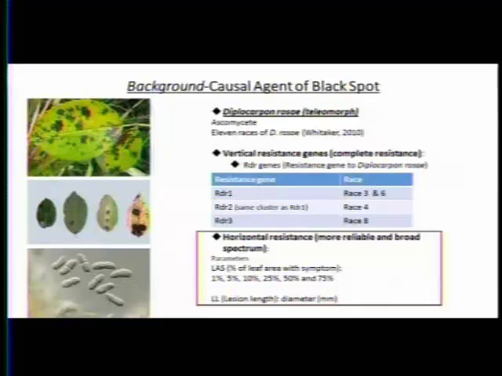We measure two parameters. One is LAS, which is the percentage of leaf area covered with symptoms or lesions, and we use percentage as our scoring scale. The other one is LL, lesion length. We measure the diameter of the largest lesion on the leaf.